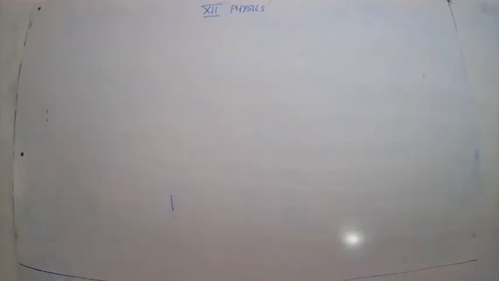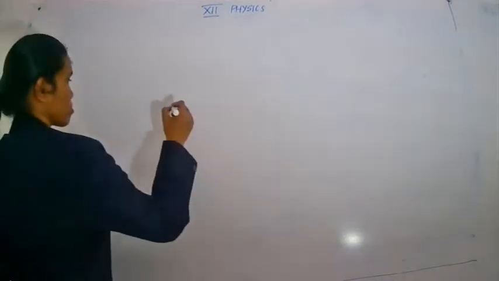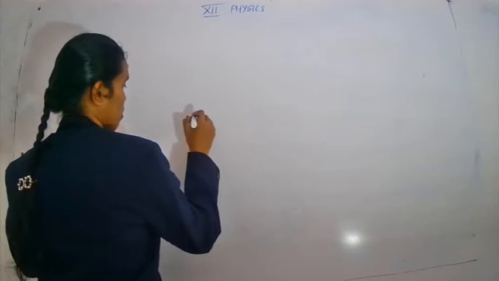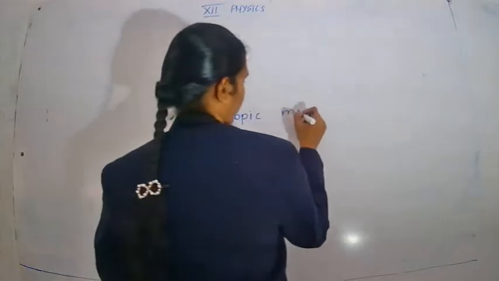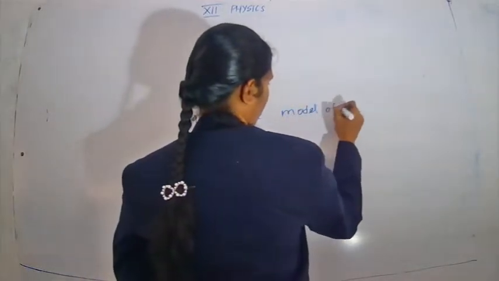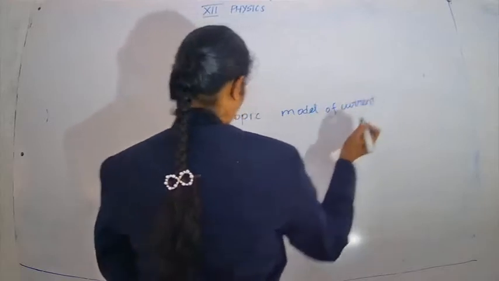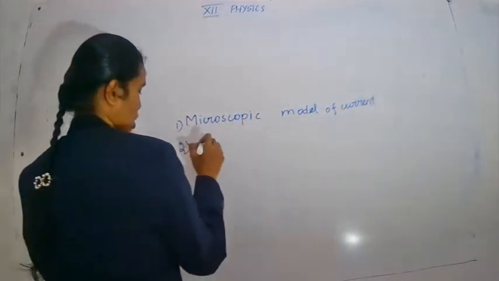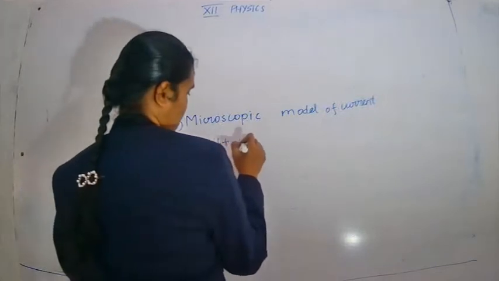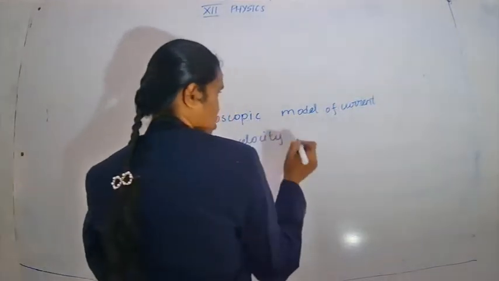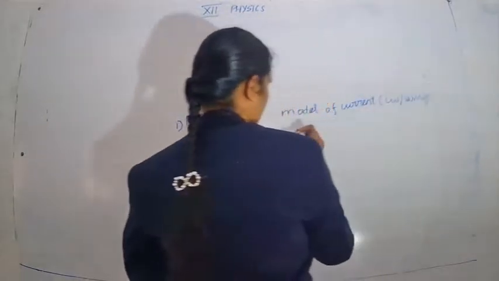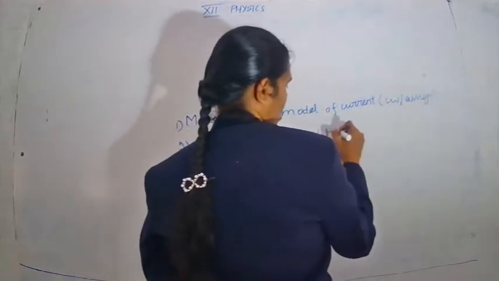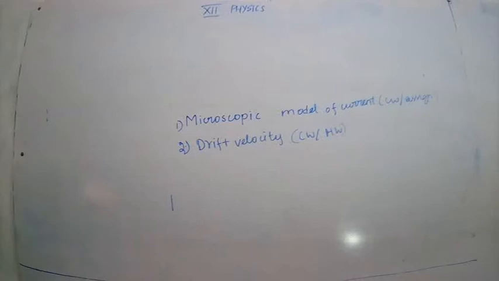Now I will give you homework. This microscopic model of current and drift velocity. Write both in CW and assignment. Here CW and homework. Okay children, that's all about today's class.